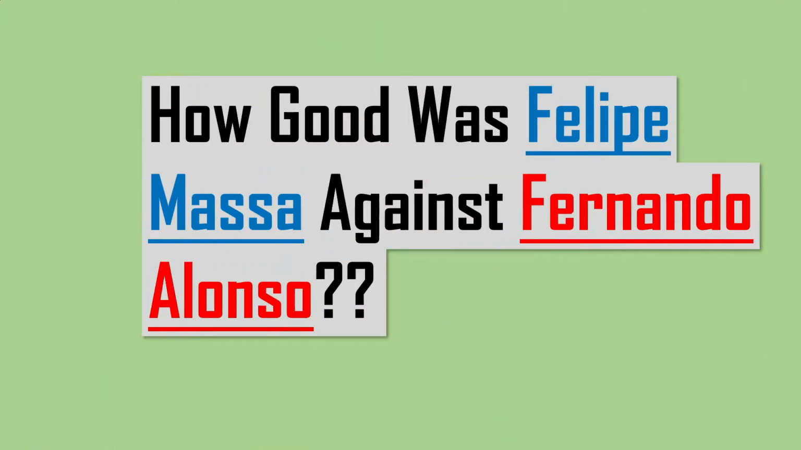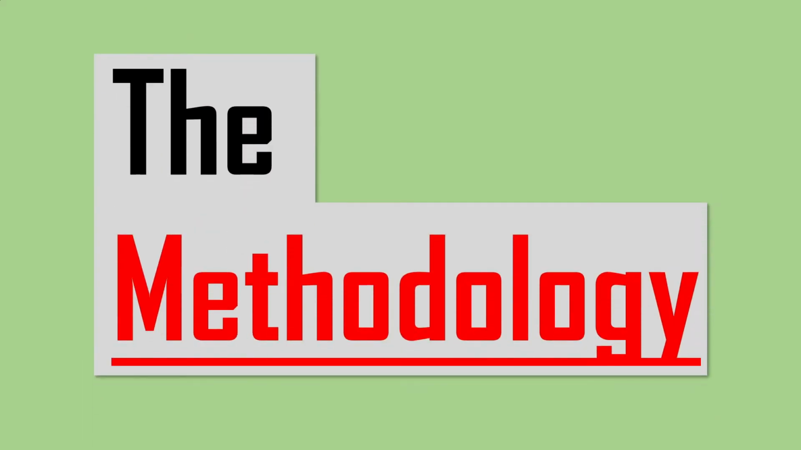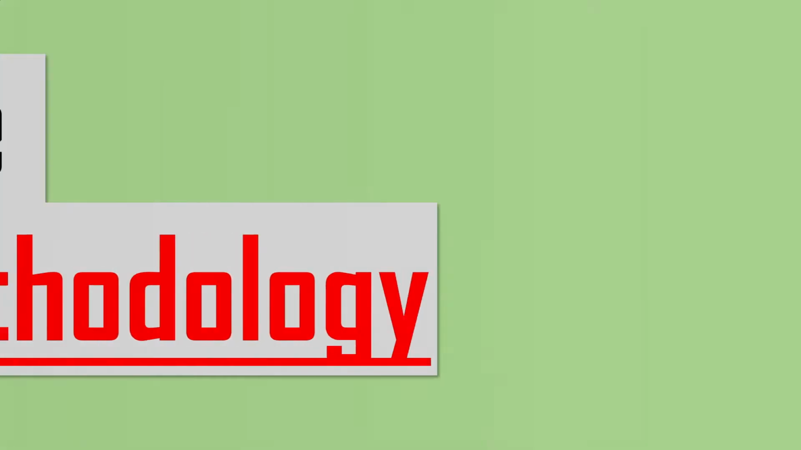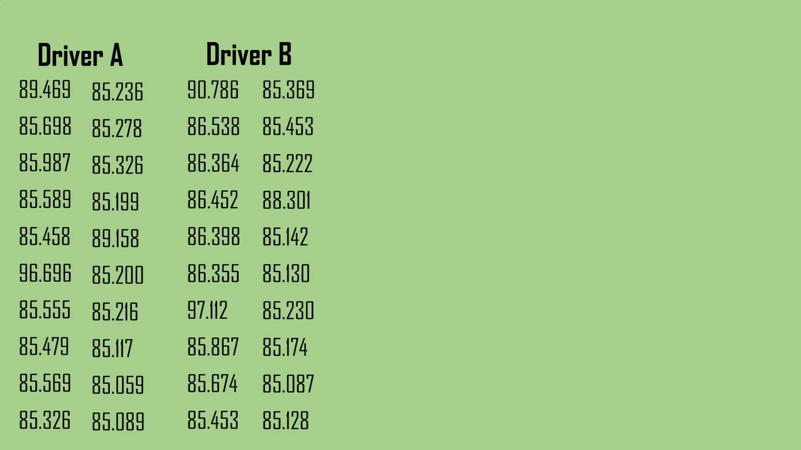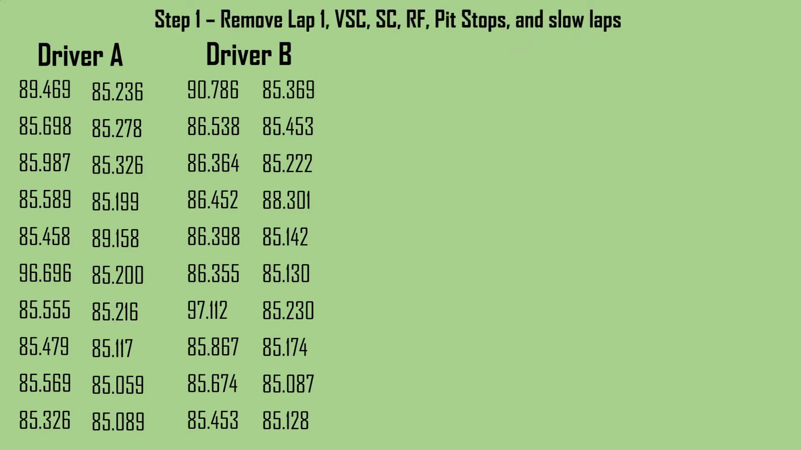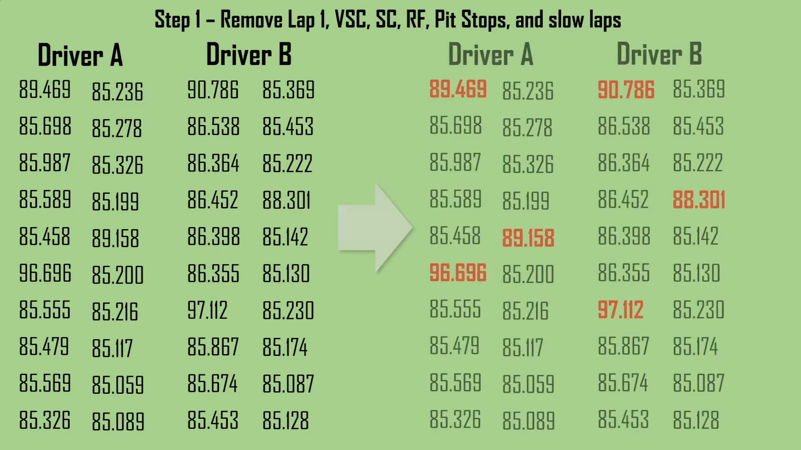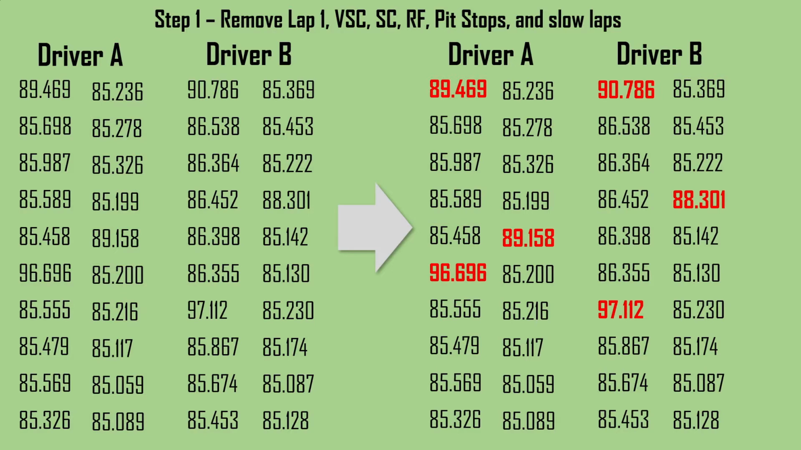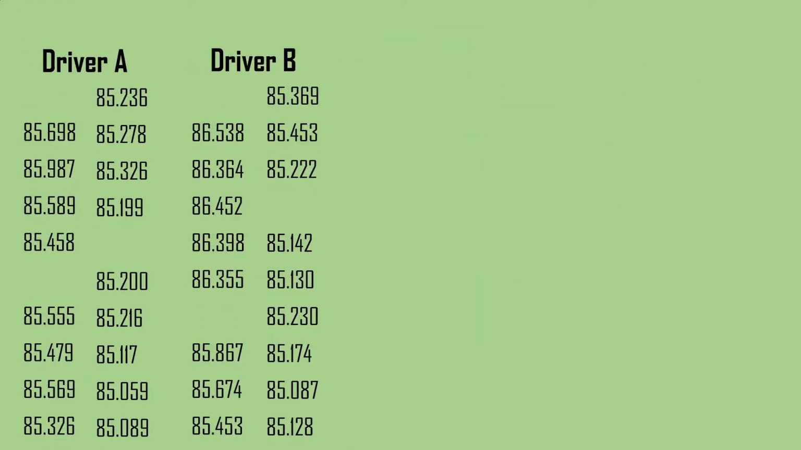But without further ado, let us take a look at the methodology of today's video, as that is exceptionally important. There is a 5-step process that I've created for all of these statistics. It starts with driver A and driver B set lap times for an entire Grand Prix. In this example, there are 20 laps. Step number 1 is to remove the first lap, any VSC laps, any safety car laps, any red flag laps, any pit stops, and any slow laps. These laps are then identified and highlighted in red, and then they are removed as follows, making sure that the same order of laps is maintained.